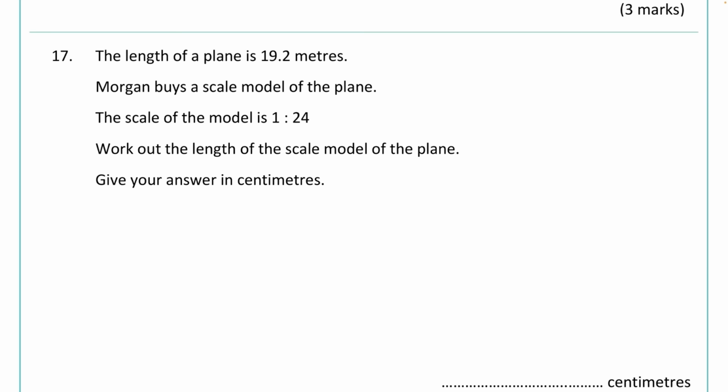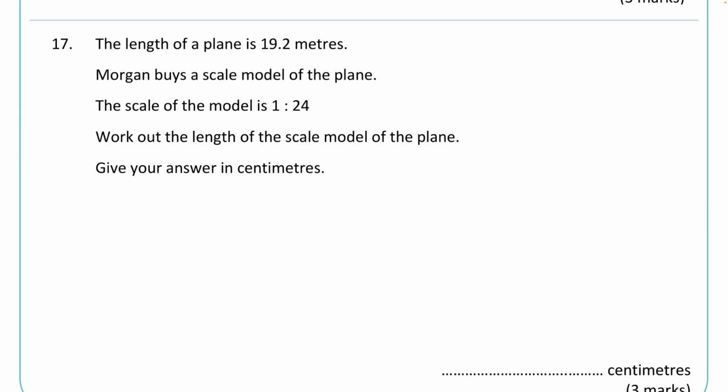Our next question is looking at scale. So it says here the length of a plane is 19.2 metres. Morgan buys a scale model of the plane and the scale of the model is 1 to 24. Now we already met a ratio like this earlier in the paper. 1 to 24 means one is 24 times the size of the other. So here the scale is 24 times smaller and the real thing is 19.2 metres.